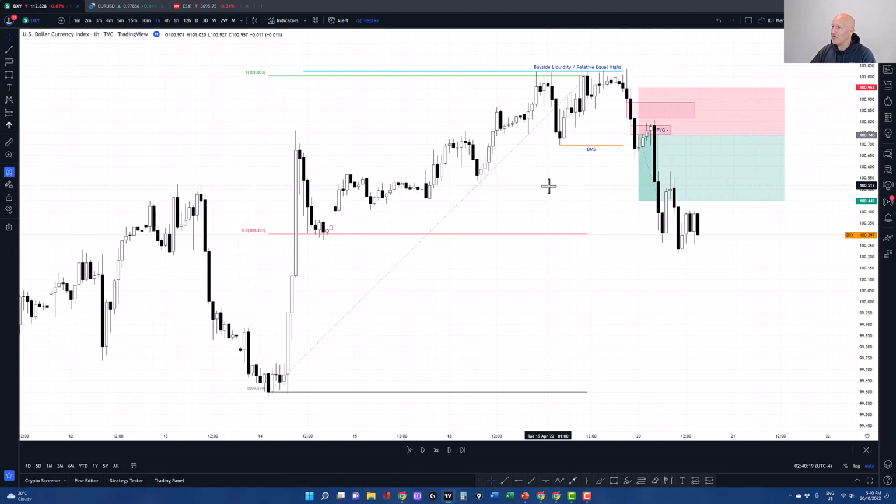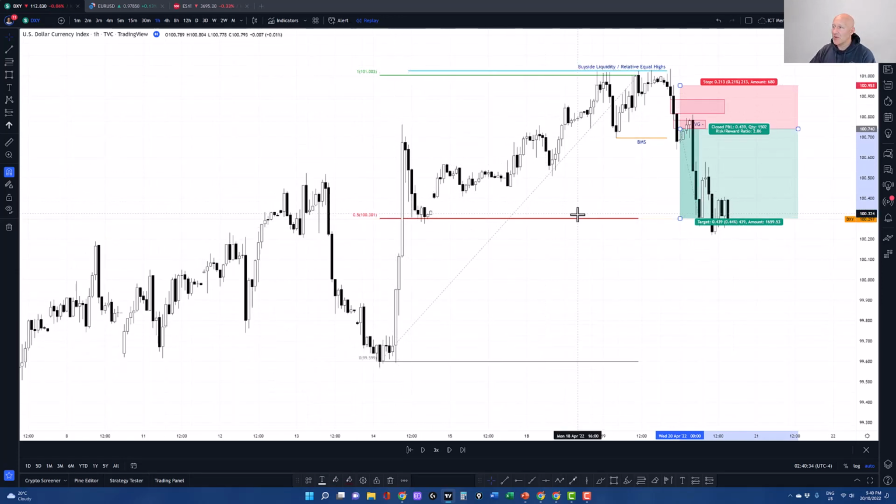So I think that's really important. The other thing we're going to be doing is obviously setting our target. And we talked earlier that we have the expectation that price will come back to this equilibrium level, and so we can set our target accordingly.